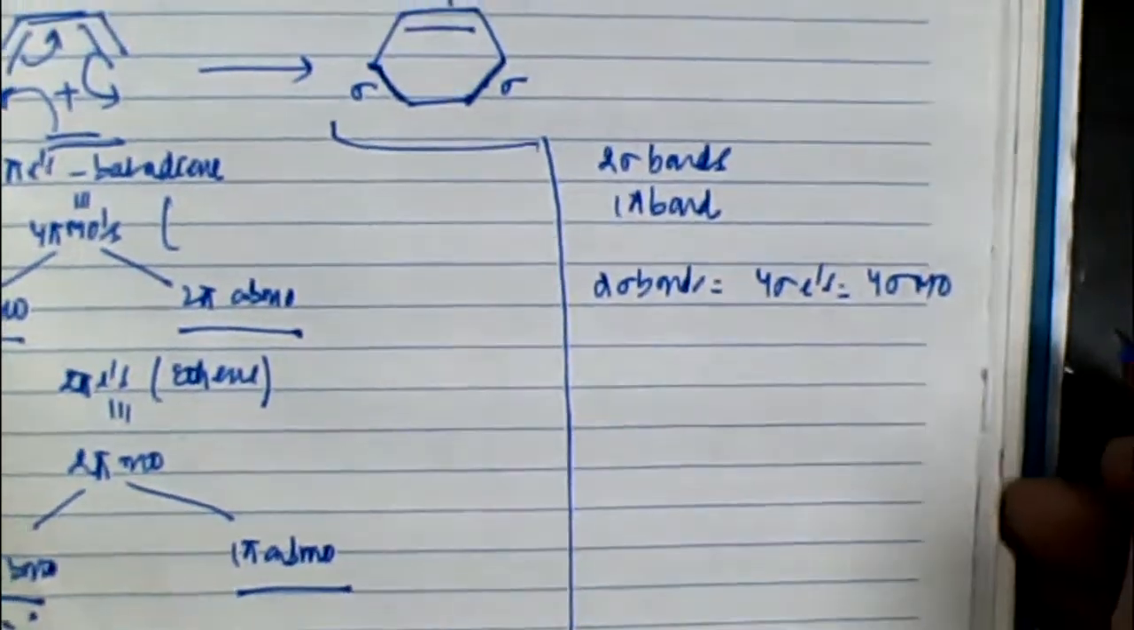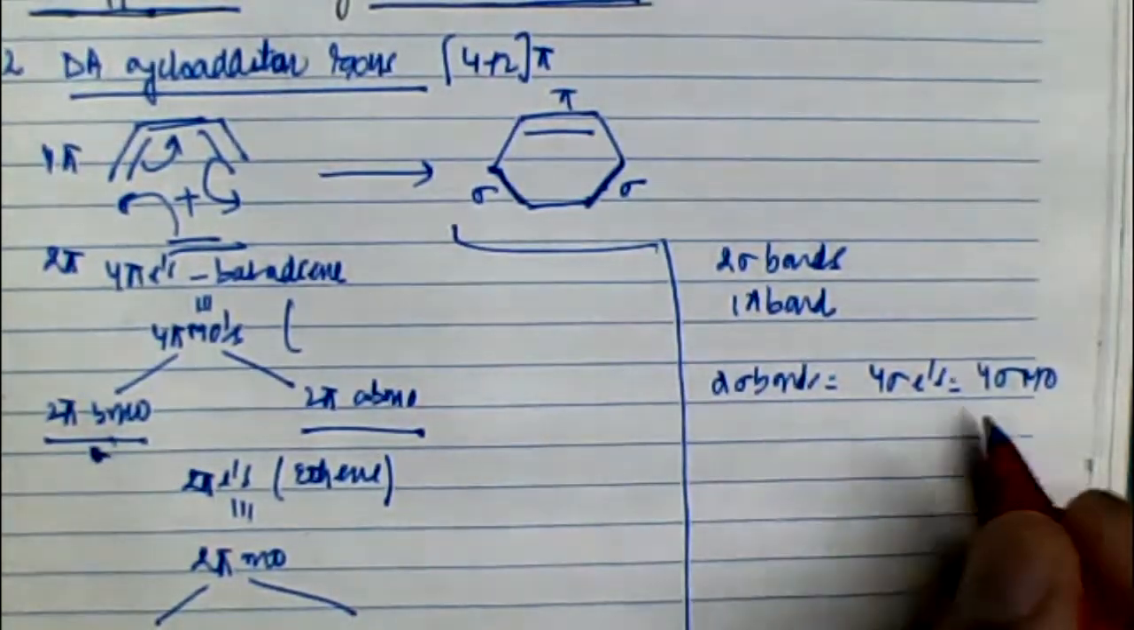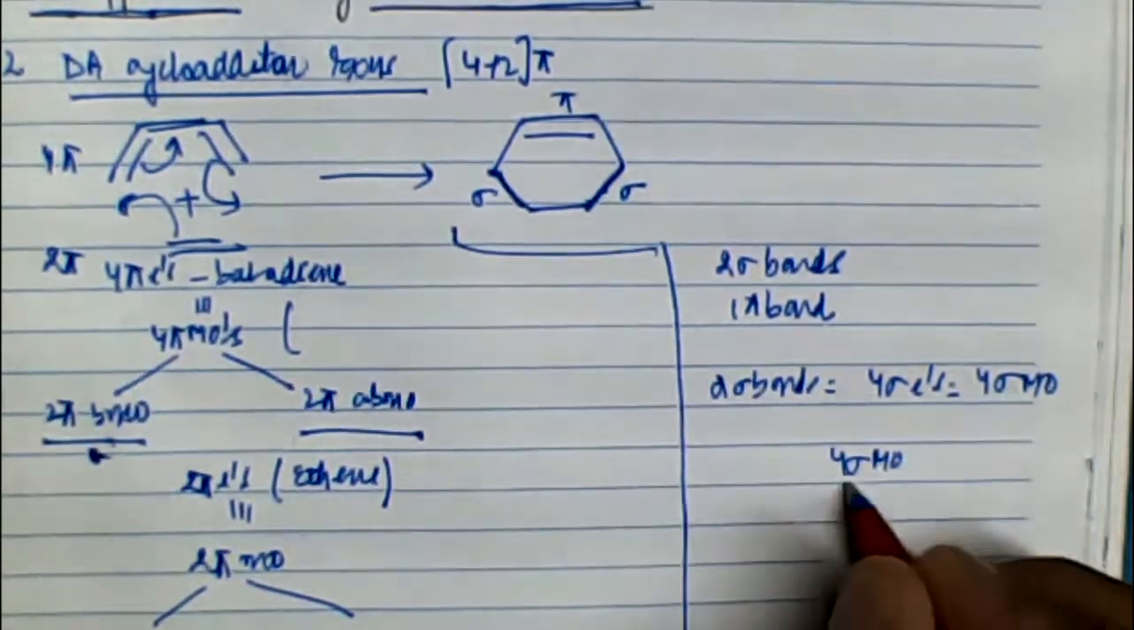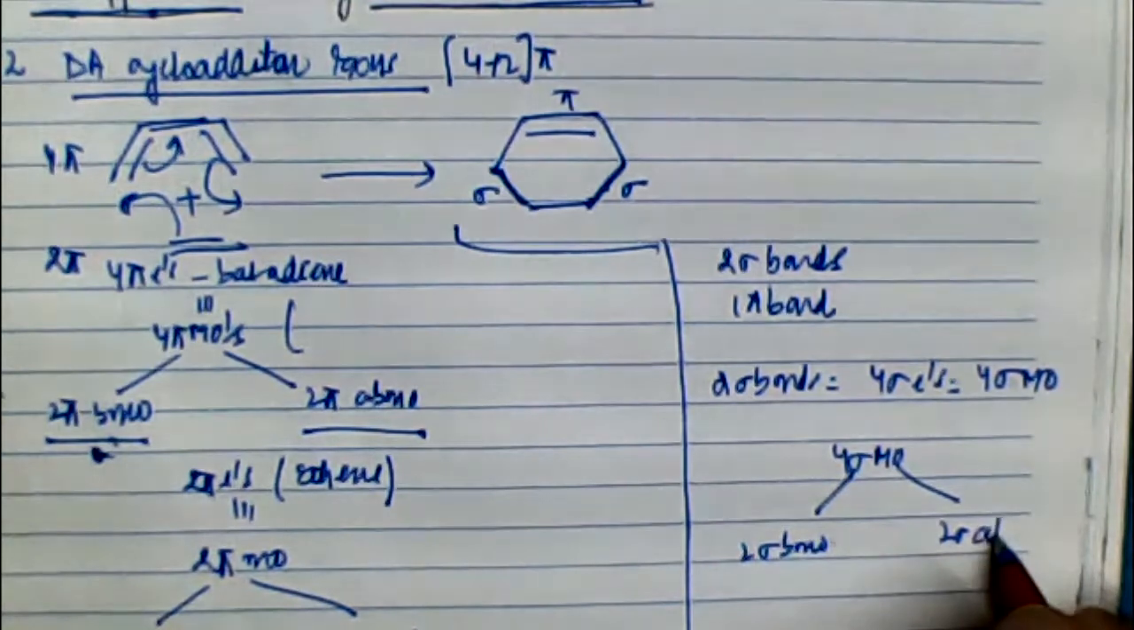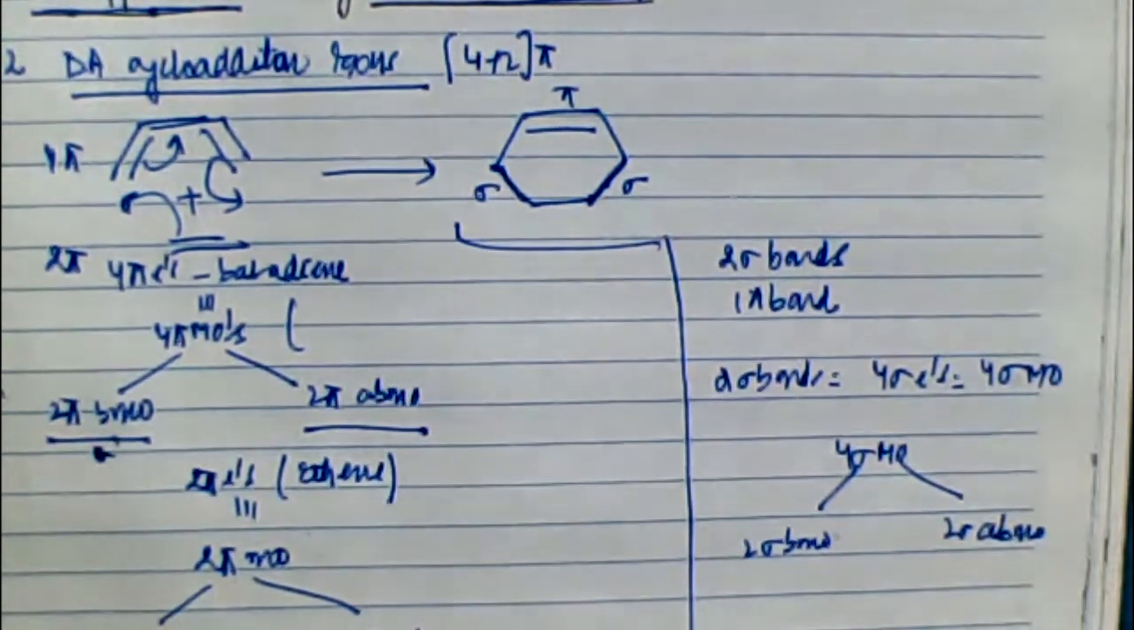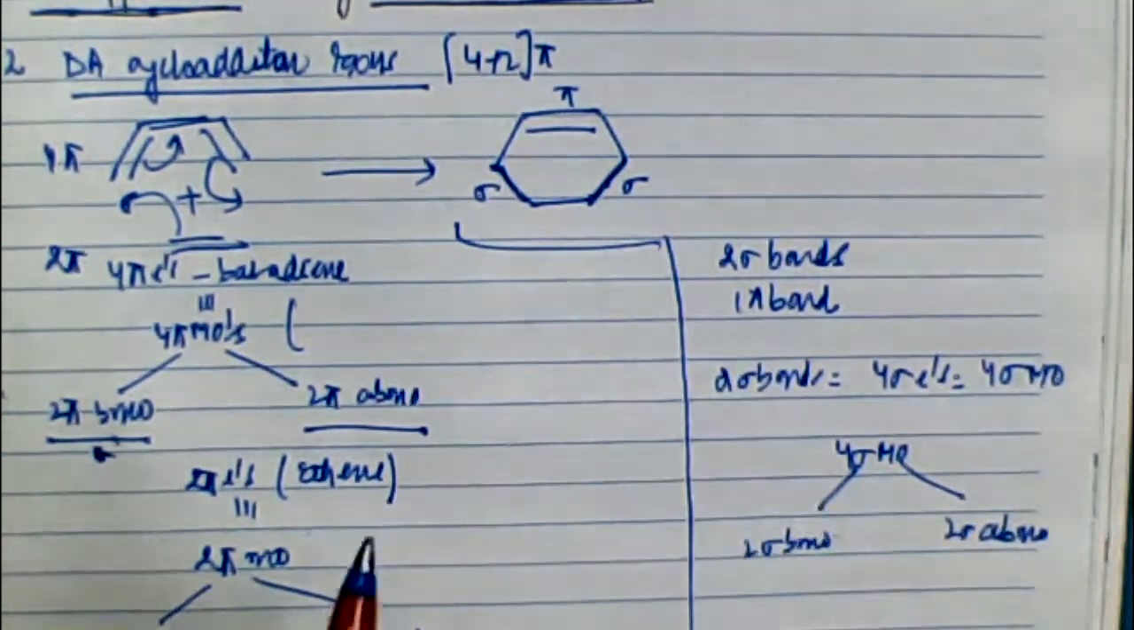And if it has 4 sigma molecular orbitals, out of those 4 sigma molecular orbitals, 2 sigma should be bonding and 2 sigma should be anti-bonding in nature, right? So this is the contribution which the sigma electrons will make on the product side.